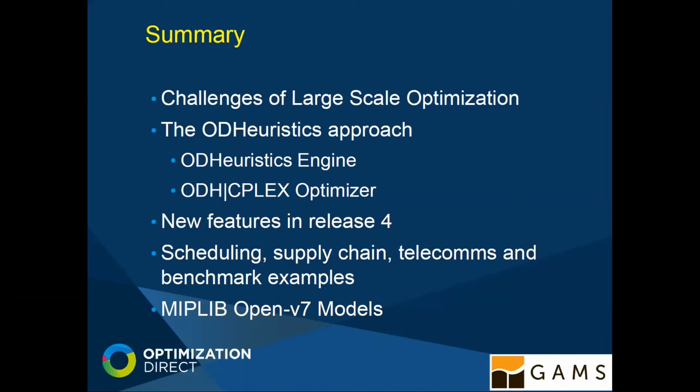So effectively, we've got a new optimizer called ODH CPLEX. I will talk about some of the new features of our new release before moving on to discuss how it works, what its behavior is on problems from scheduling, supply chain, telecoms, and so forth. Many of the more academic listeners might appreciate some information about how it works on standard benchmark examples, and in particular, we'll discuss those from MIPLIB, which are considered to be open at version 7.